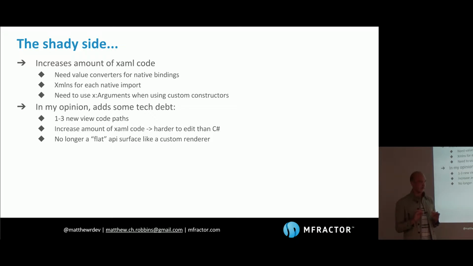And you no longer have a flat API surface like you would with a custom renderer. So if you just had written your own circle view control with custom renderers for each platform, you can just drop that in once and it will do all the hard work for you. But now you've got like 3 different implementations, with like 3 different properties on each one that you're binding to. It just gets out of hand.